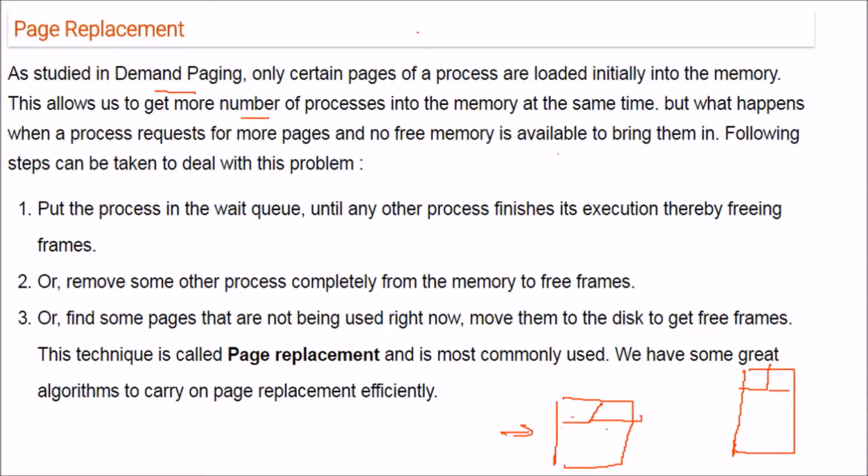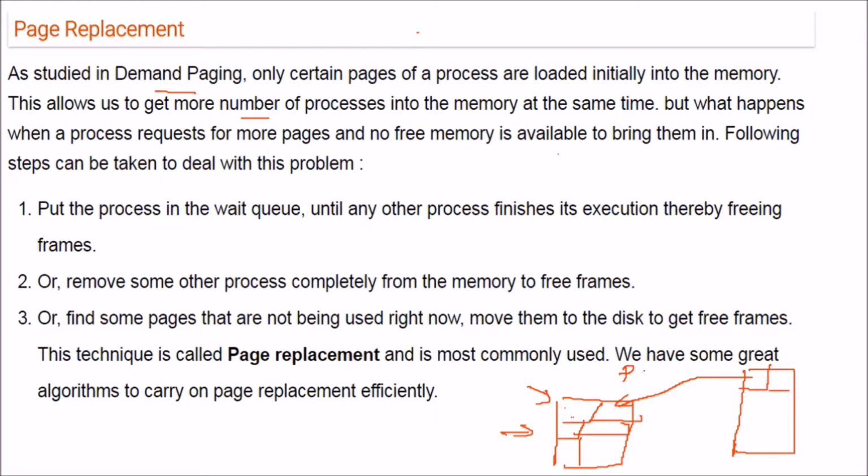But what would happen when a process requests more pages? A process is requesting more pages, but there is no frame which is free. All the frames are busy. There is no free memory. And say process P wants this page to be brought into the memory, but there is no free frame. So what can be done?